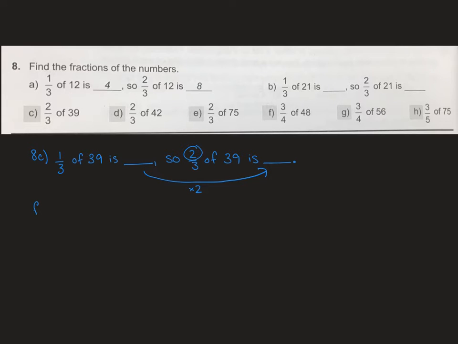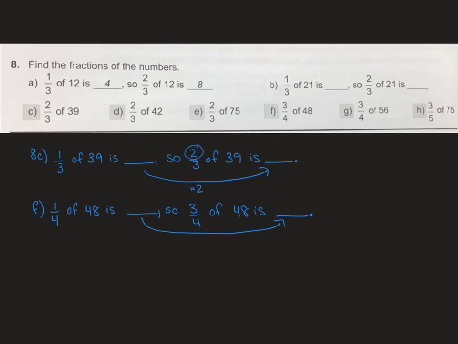Whereas when we get to question F and we're dealing with 3/4 of 48, we'll still start with 1/4 of 48. And so the way that you would find that is you would divide by this denominator here, right? 48 divided by 4 should give you the answer. So 3/4 of 48 is this. Now, to go from our first answer to our second answer, we're finding 3/4 of it.